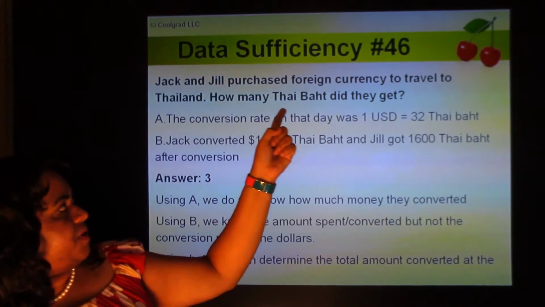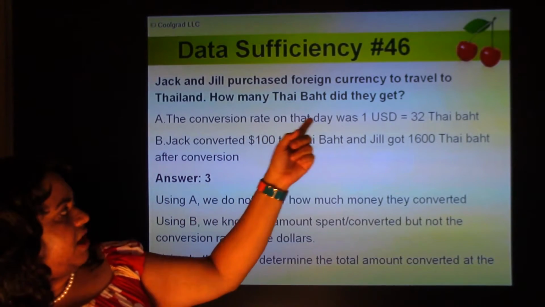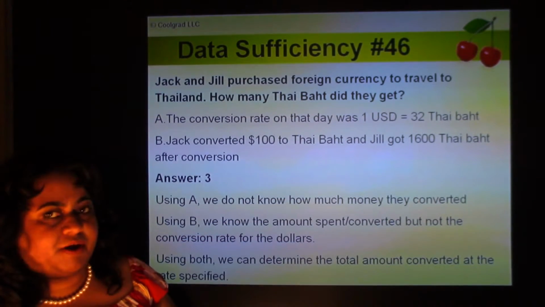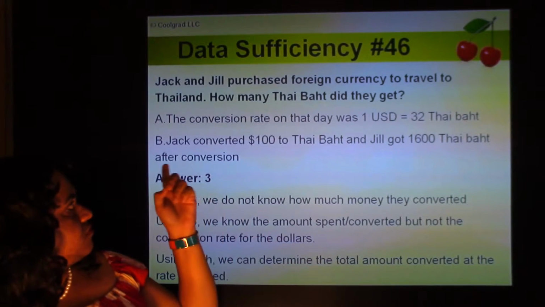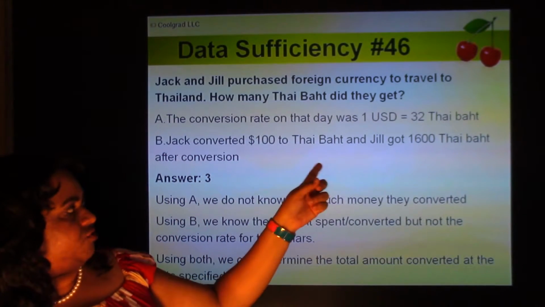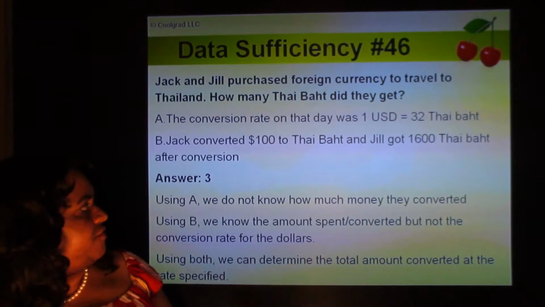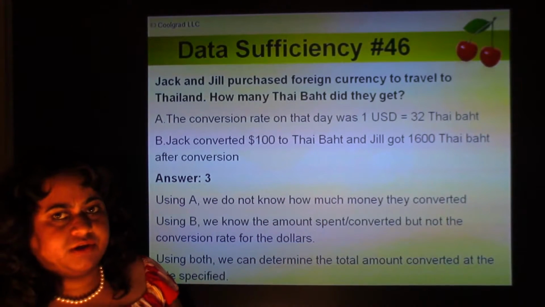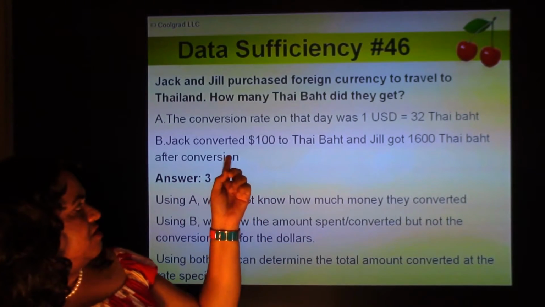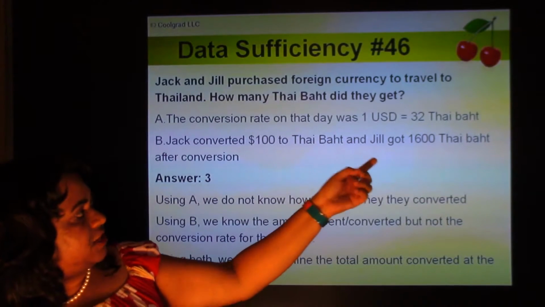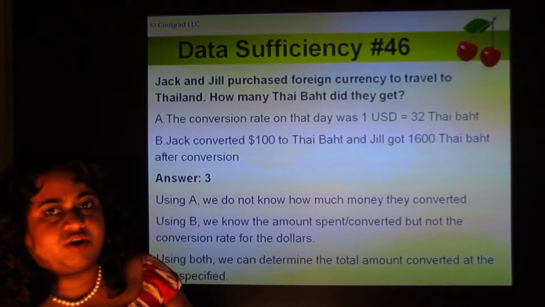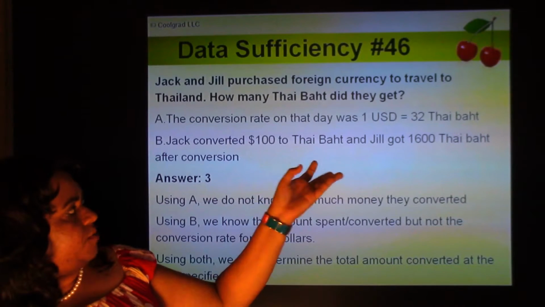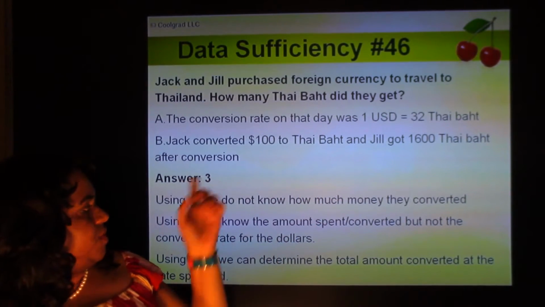Question 46. Jack and Jill purchased foreign currency to travel to Thailand. How many Thai baht did they get? Statement A. The conversion rate on that day was $1 equals 32 Thai baht. Thai baht is the currency of Thailand. Statement B. Jack converted $100 into Thai baht and Jill got 1600 Thai baht after conversion. Using statement A alone, we know the conversion rate, but we don't know how much currency they converted into baht. Using statement B alone, Jill gave X amount of dollars and got 1600 Thai baht, but we don't know the conversion rate. So using both together, we know how many dollars they converted and how many Thai baht they got. So we pick option 3.